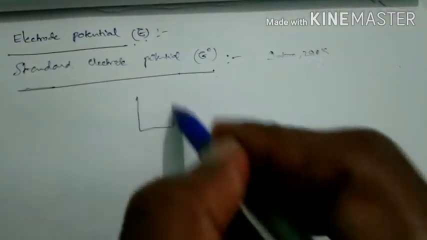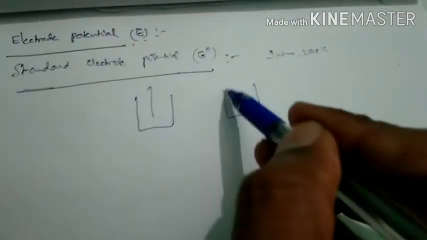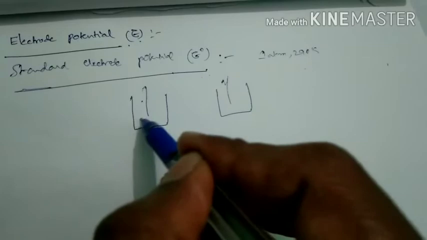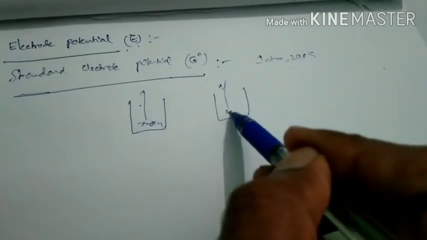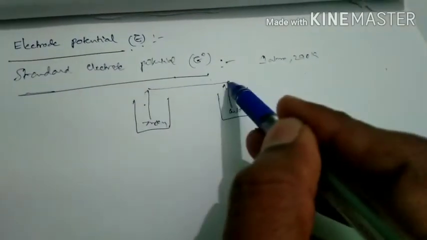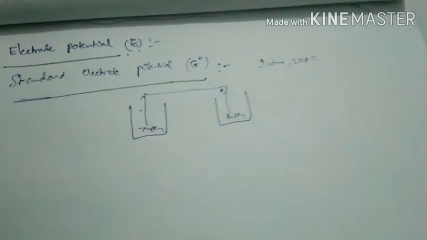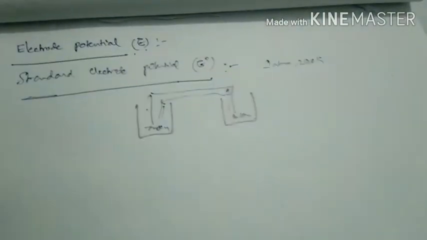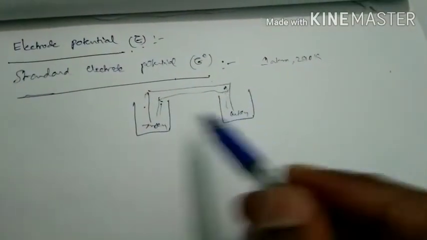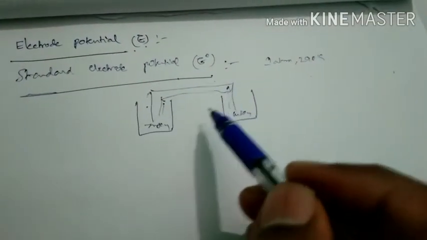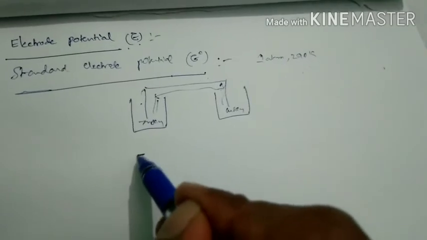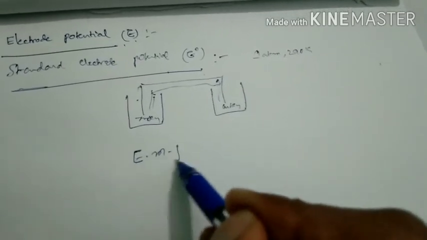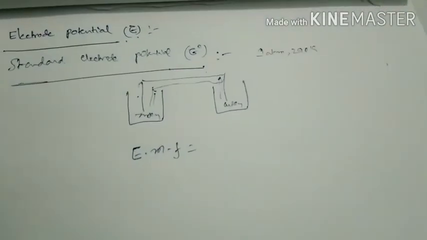So in a galvanic cell, two half cells are there. Here two metals are dipped in their own solutions. Zinc is dipped in ZnSO4 solution and copper is dipped in copper sulfate solution. Both are connected externally by a metallic wire, and here we put a salt bridge. Automatically, when these metals are put in their own solutions, they exhibit some potential. That potential is called EMF, nothing but electromotive force.